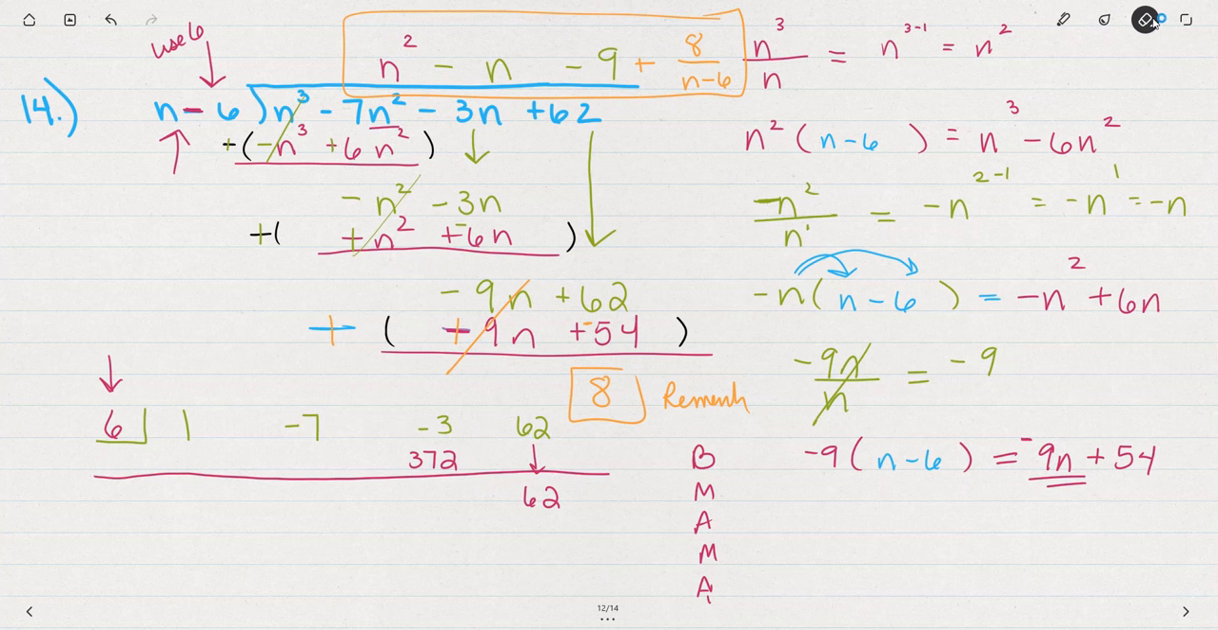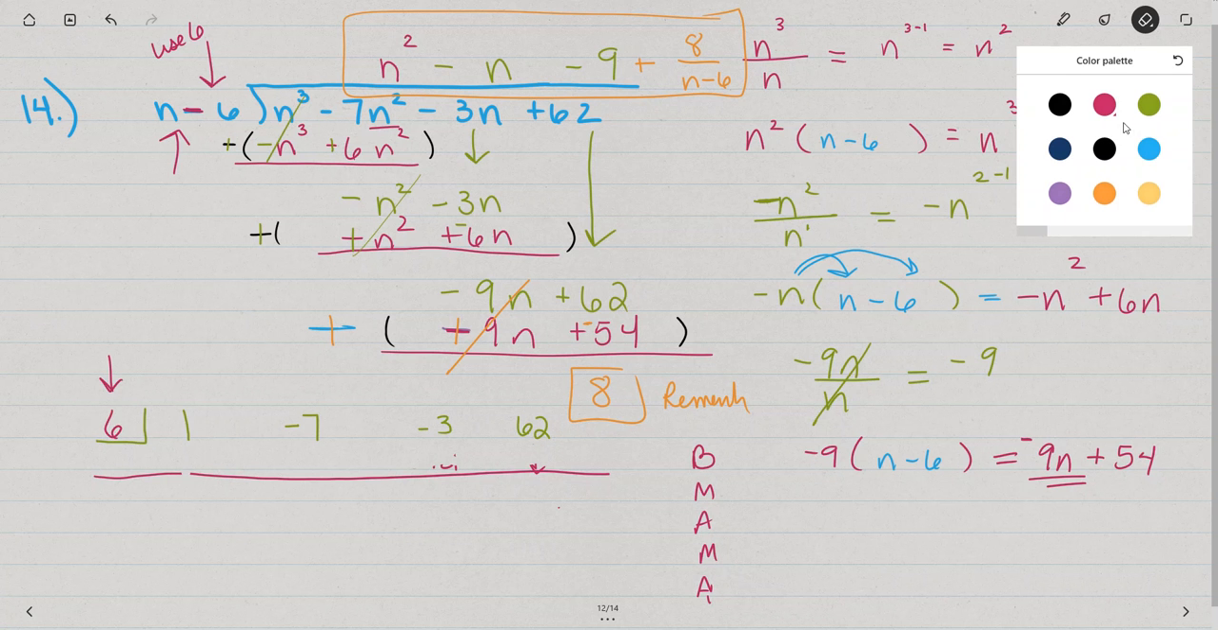Oh, wait, I'm sorry. I just realized I don't know why I was doing that. For synthetic division, you actually start at the first one. So we bring down this 1. Sorry about that.